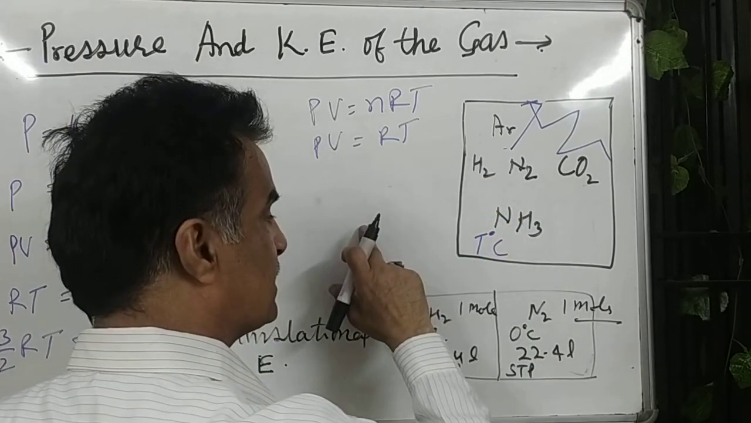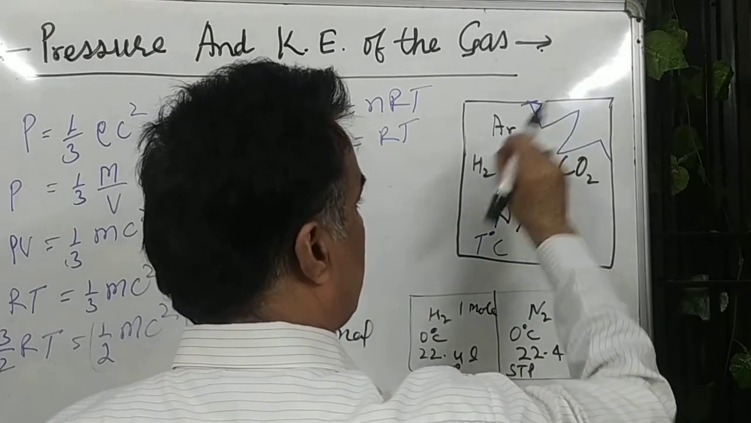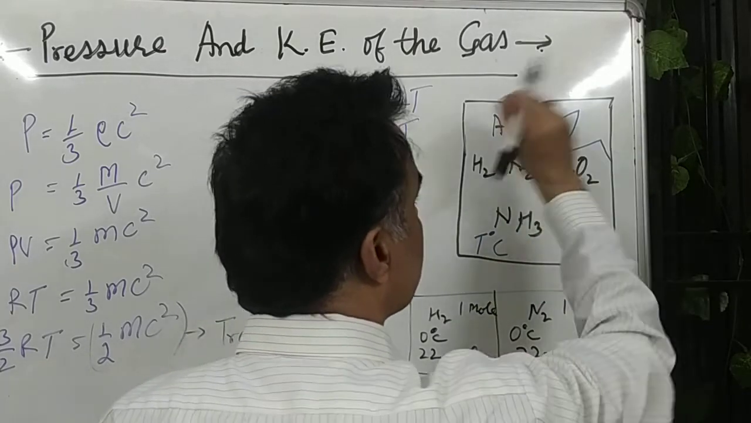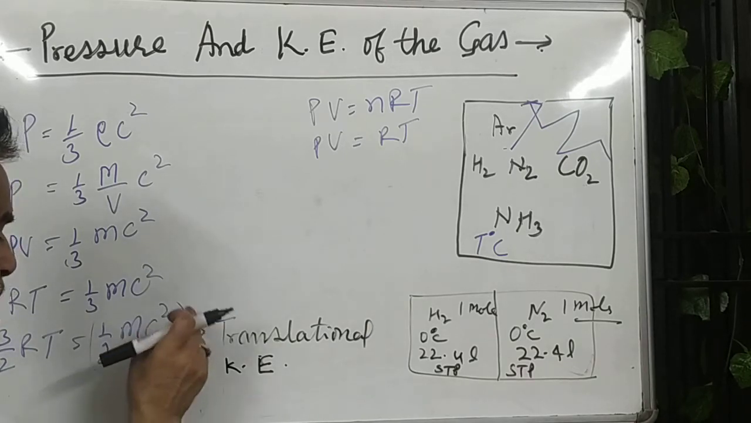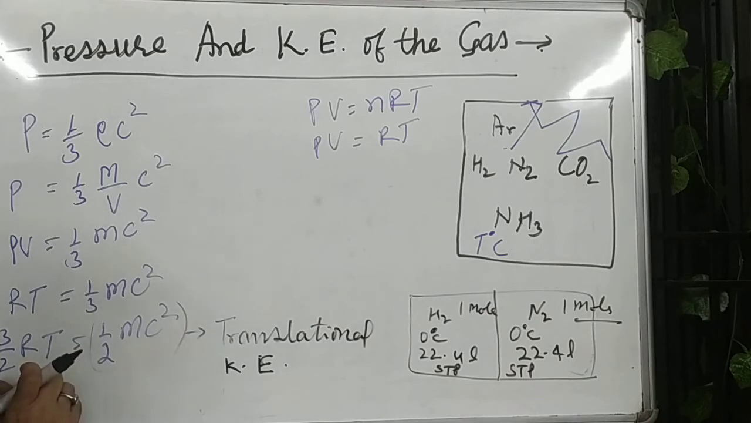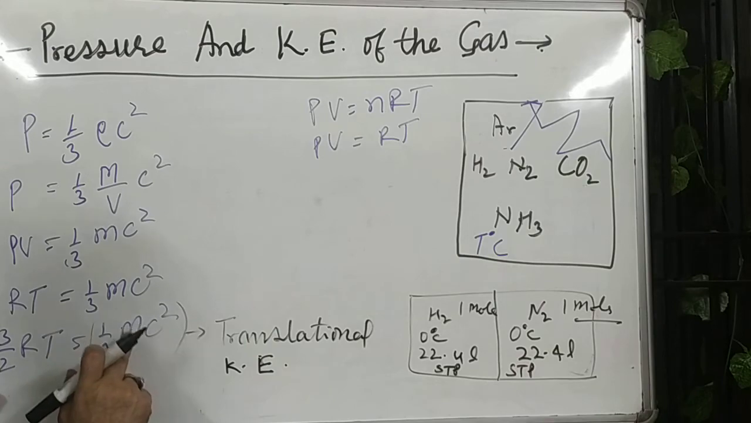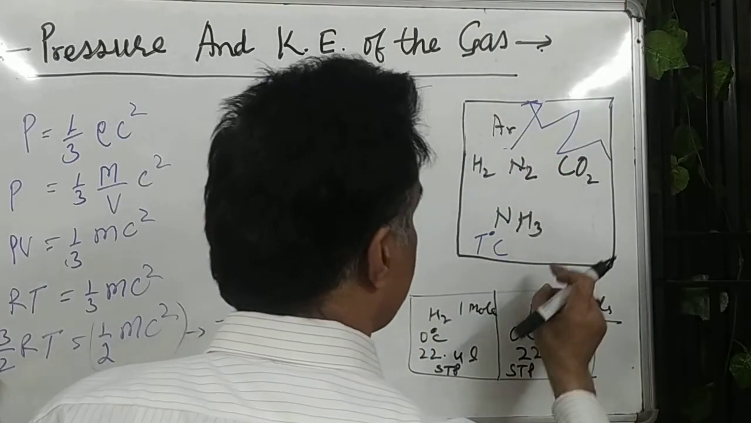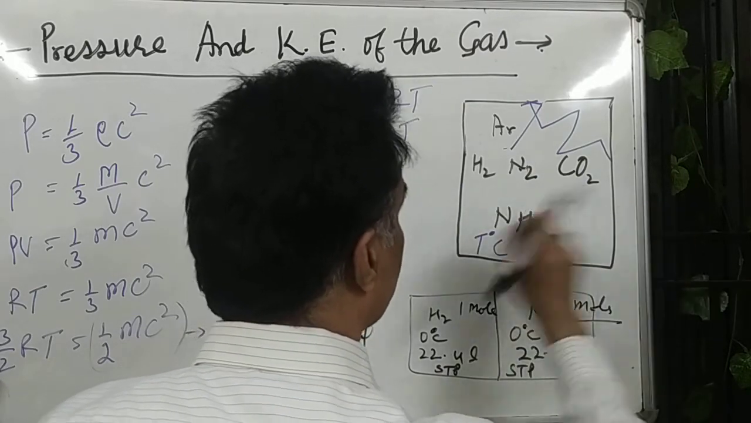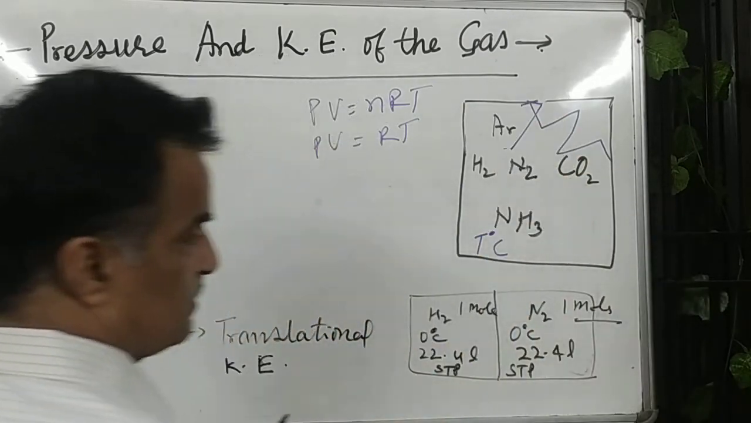In hydrogen, the mass is less, so the hydrogen molecule velocity will be more. Mass is less, so velocity will be more, so that its product must be 3 by 2 RT at temperature T. It is constant for all the gases. So for hydrogen molecules velocity will be more, and for nitrogen molecules comparatively velocity will be less.